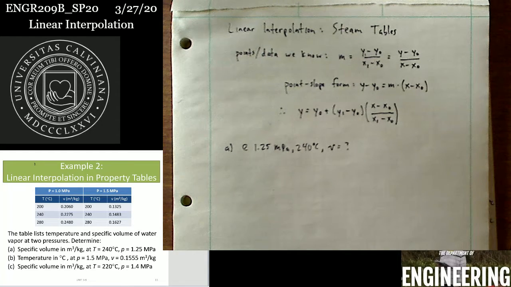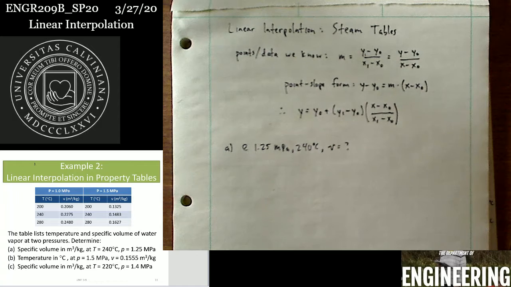So in this case, part A is asking for essentially a value that's off this set of data, or it's off this table. We want to find the specific volume in meters cubed per kilogram at a temperature of 240 degrees C, but at a pressure that's between the two pressures given. The pressure is at 1.25 megapascals. So we have to do some interpolation to do this.